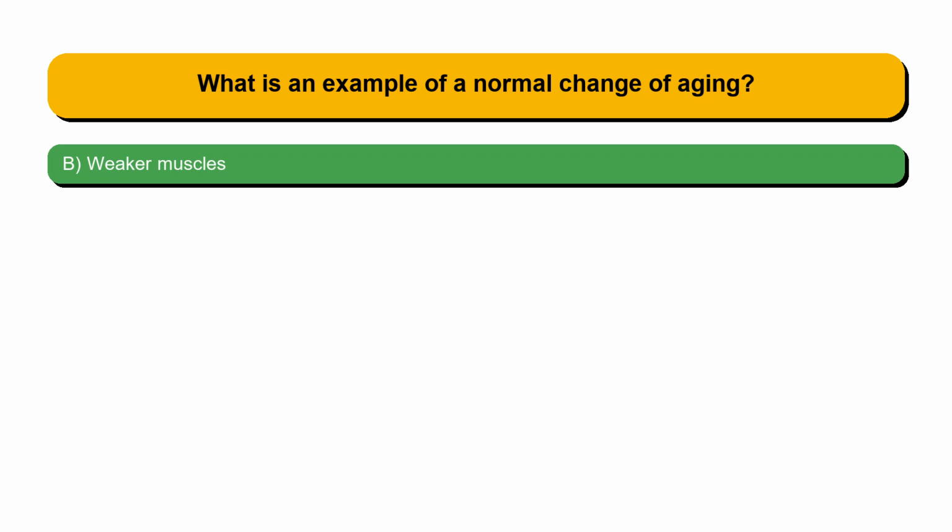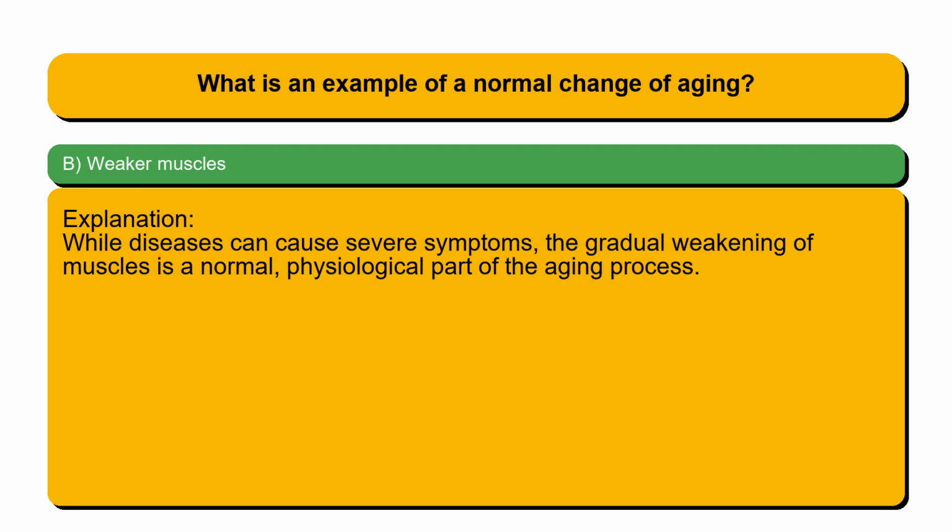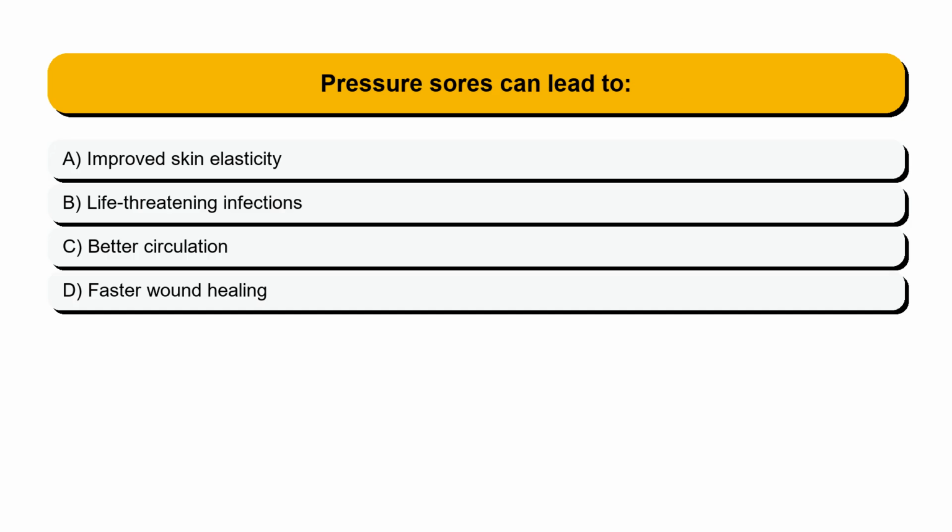Weaker muscles. While diseases can cause severe symptoms, the gradual weakening of muscles is a normal, physiological part of the aging process. Question 9. Pressure sores can lead to Option A.